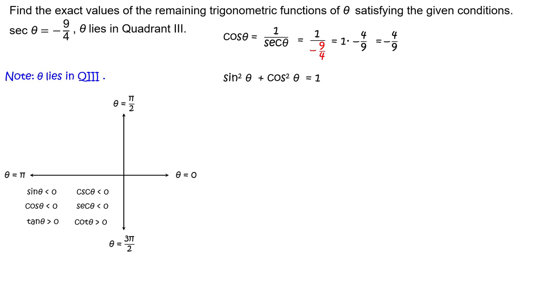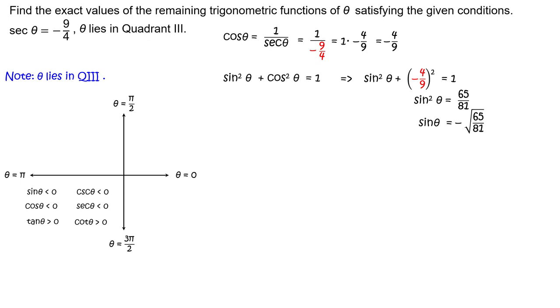Next, find the value of sine of theta. First, write the Pythagorean identity. Sine squared of theta plus cosine squared of theta equals 1. Substitute -4/9 for cosine of theta. You will get sine squared of theta plus (-4/9) squared equals 1. Subtract the quantity (-4/9) squared from each side of the equation and simplify. You will get sine squared of theta equals 65/81.